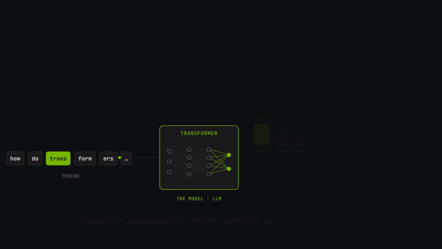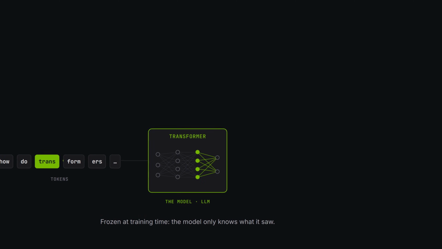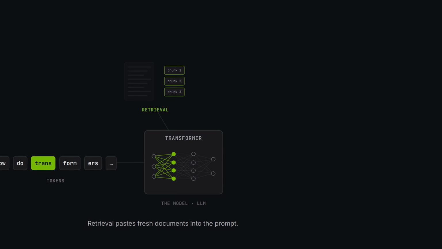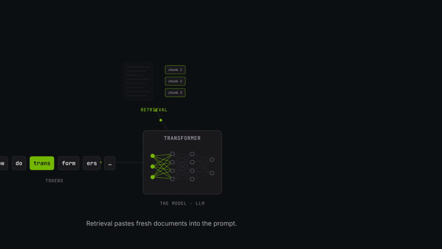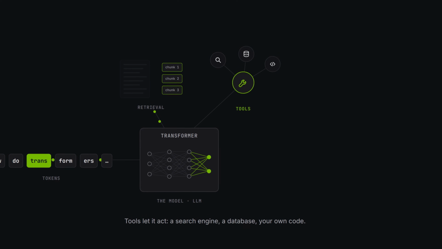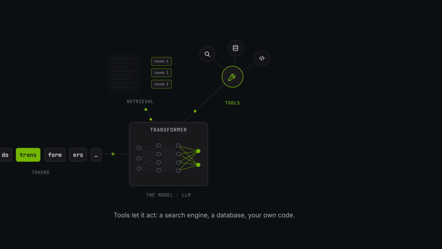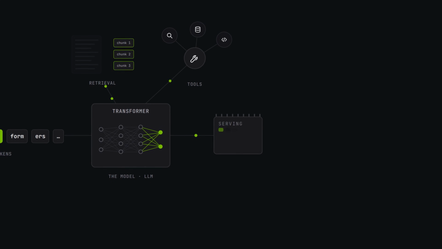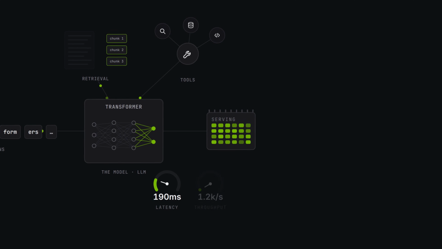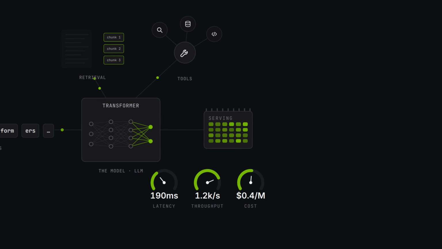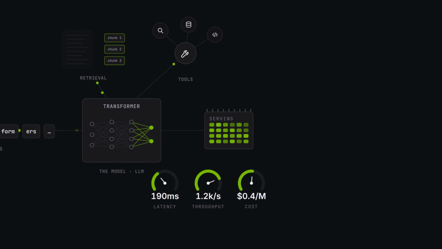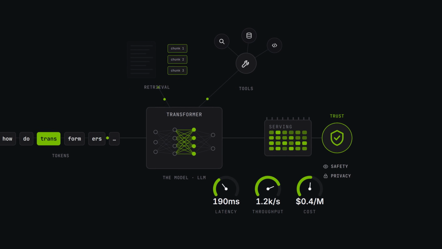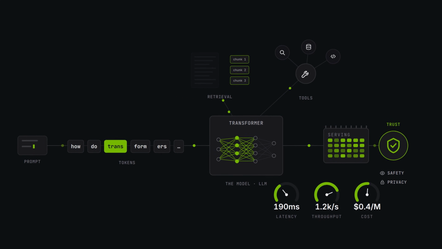On its own, the model only knows what it saw in training, so we extend it. Retrieval fetches relevant documents and pastes them into the prompt, so the answer stays current and grounded. And tools let the model call out to a search engine, a database, or your own code when it needs to act. Then the whole thing has to be served to real users, which means paying attention to latency, throughput, and cost. And because people rely on the output, it has to be trustworthy, which covers safety, privacy, and defending against attacks like prompt injection.